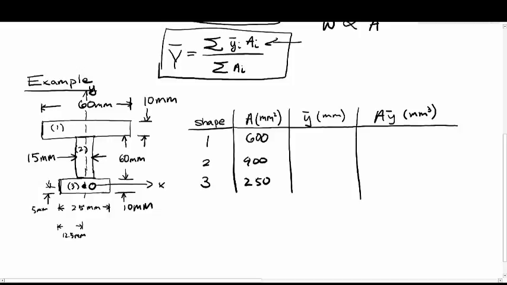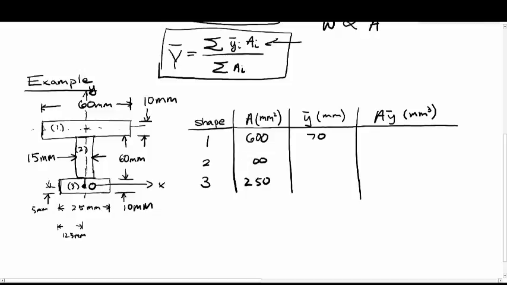So for shape 1, which is this one here, the first one here, what is my Y distance from the origin? Well, we have to go up 5 millimeters here, up 60, plus another 5 to get to the center here, to get to this point. So that's 5 plus 60 plus 5, that's 70 millimeters from the origin, and that's positive.